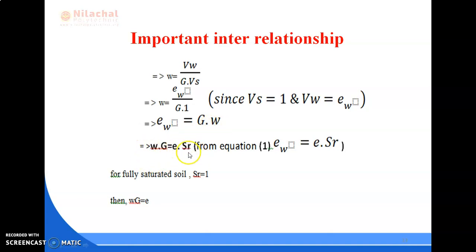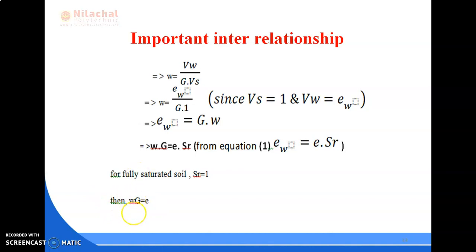This is the relation: WG equal to E into SR. This is the most important relation. Here some conditions we apply, like for fully saturated soil SR value is 1. Then what happened? WG equal to E. So this also a question, already I have told the question, we have to find out the relationship between WG and E. So this is the relation.